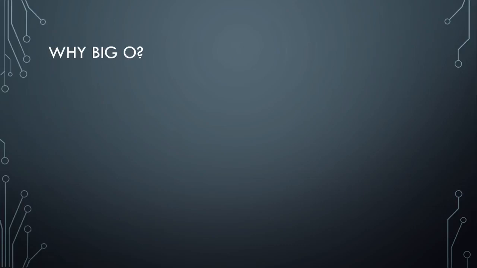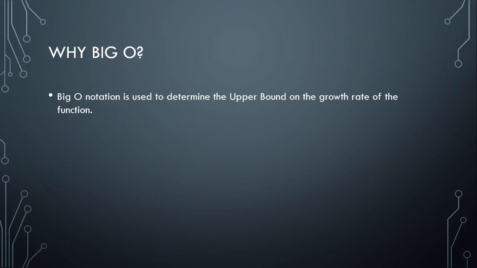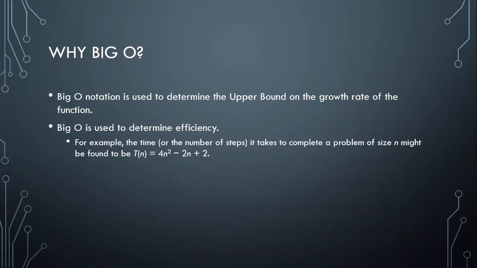All right, let's ask though, why do we want to know about big O? Well, big O notation is used to determine the upper bound on the growth rate of a function. We're not looking at the lower bound, we're not looking at the middle, we're looking at the upper bound. So this, in a way, is used to determine the efficiency of your algorithm. How efficient is it?